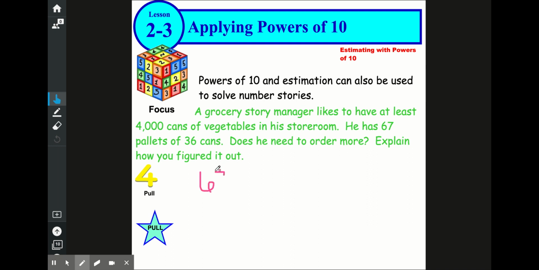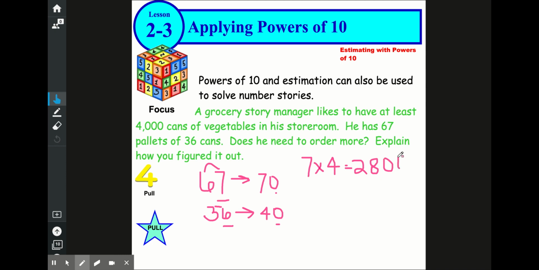So I'm going to take 67 and I'm going to round that to the nearest power of 10, which I'm going to turn into 70. And then I'm going to take my 36 and I'm going to round that one to my nearest power of 10, which I'm going to round to 40. And again, because the digit before it is the boss, so the 7 tells the 6 to go up and the 6 tells the 3 to go up. So I'm going to look at these, and I know that 7 times 4 is 28. And then I see with those powers of 10, I'm going to add on 2 zeros to get my total answer. So this tells me that estimating, he's going to have about 2,800 cans.